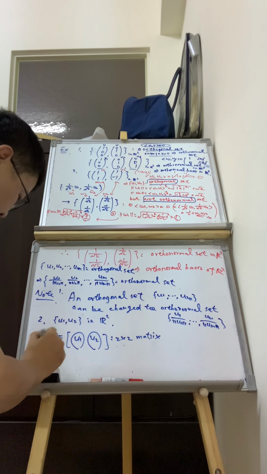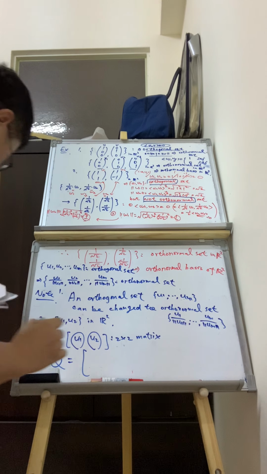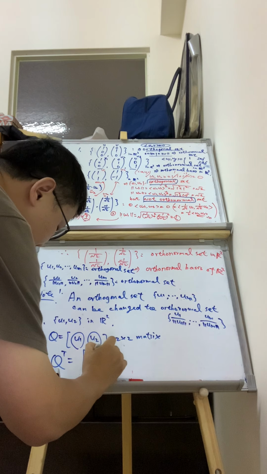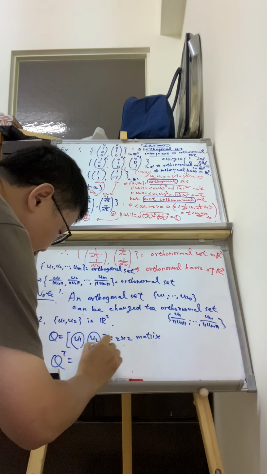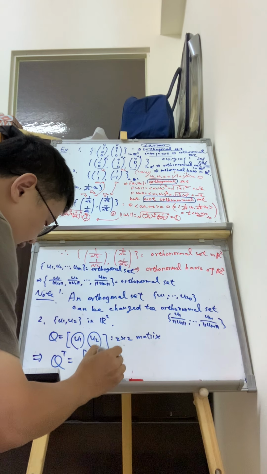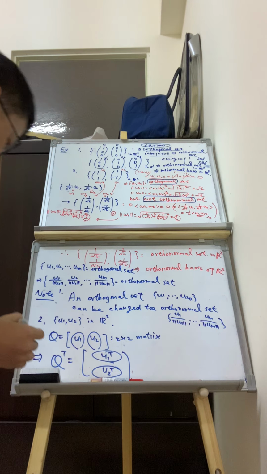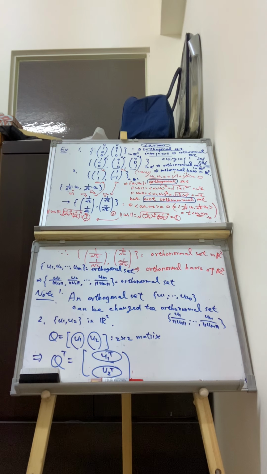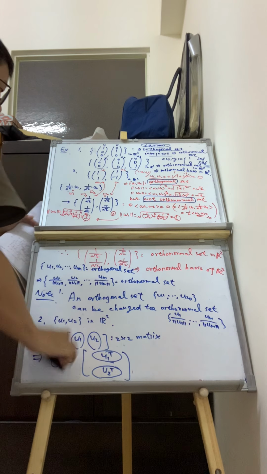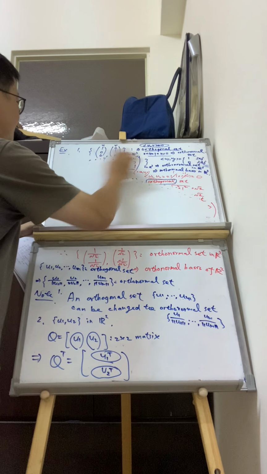And now, what's the matrix Q transpose? The matrix Q transpose is exactly this: U1 is the first column, and its transpose becomes the first row. I mean U1 transpose is the first row, and U2 transpose is the second row. I will give you the example. Yeah, that's Q transpose. Another one I write down here.